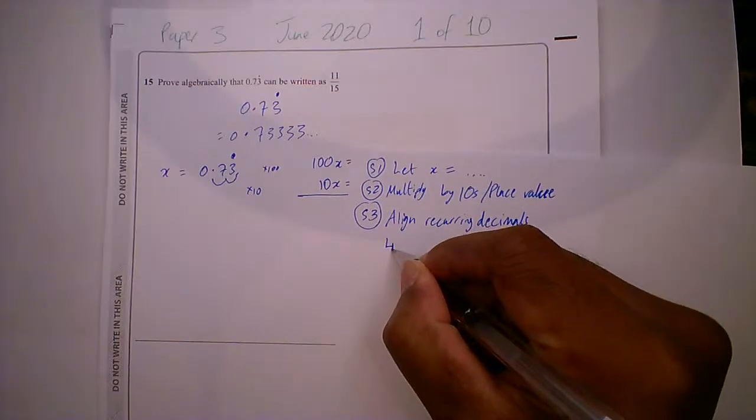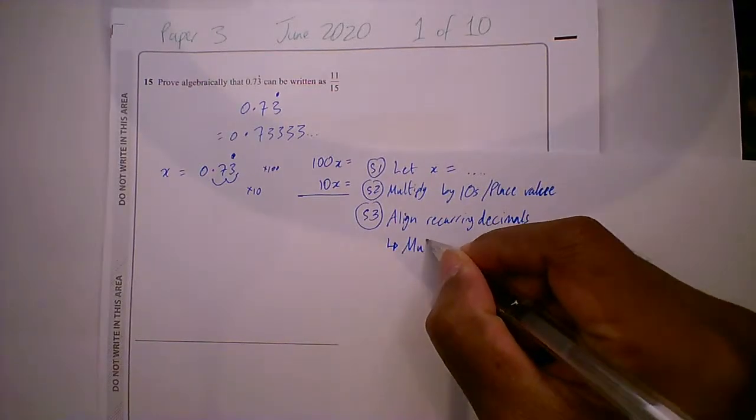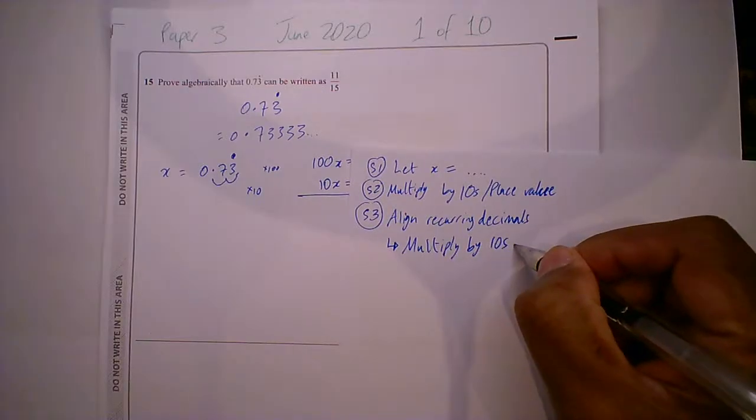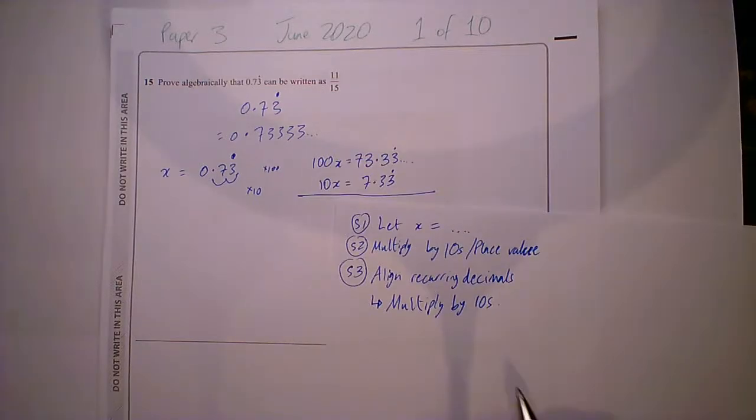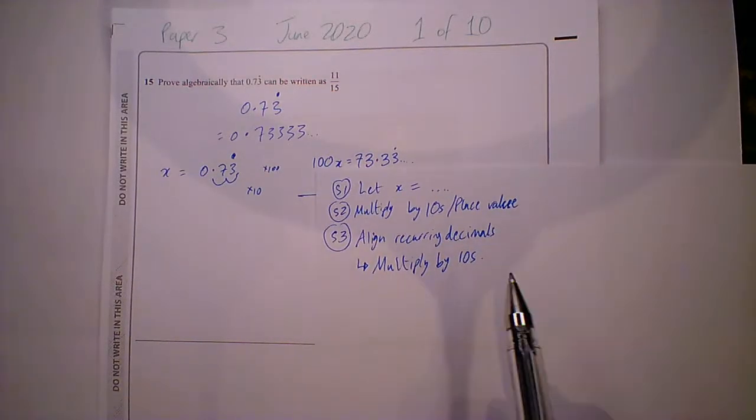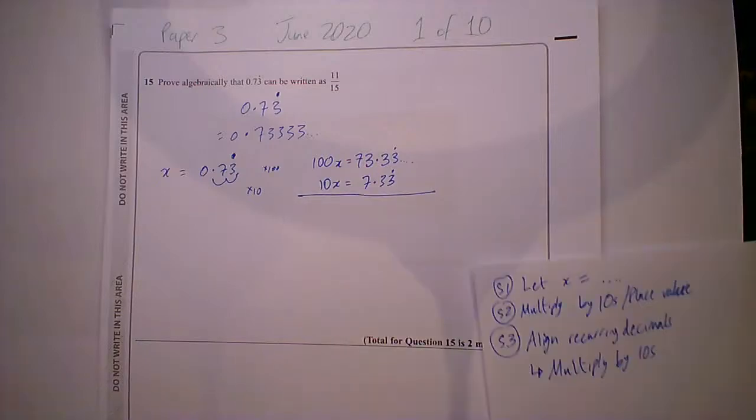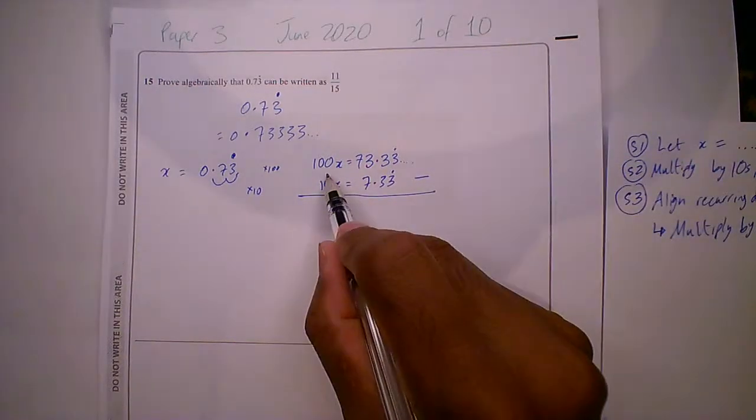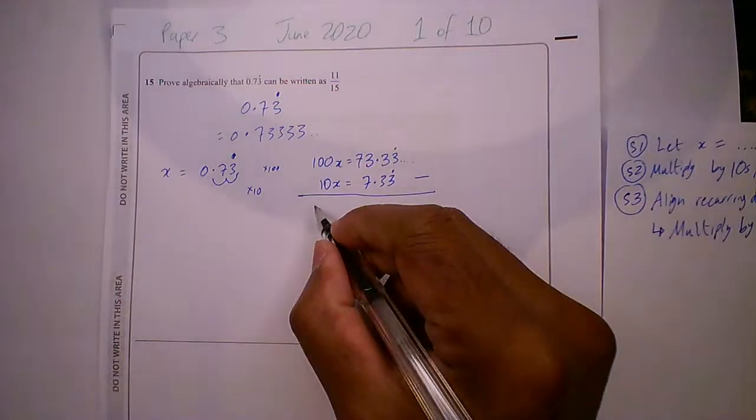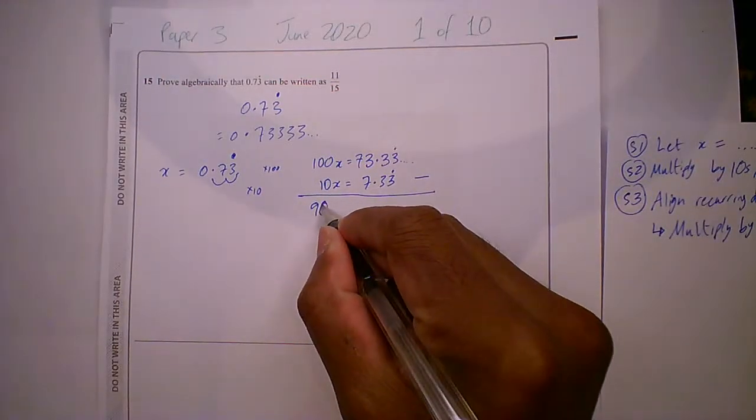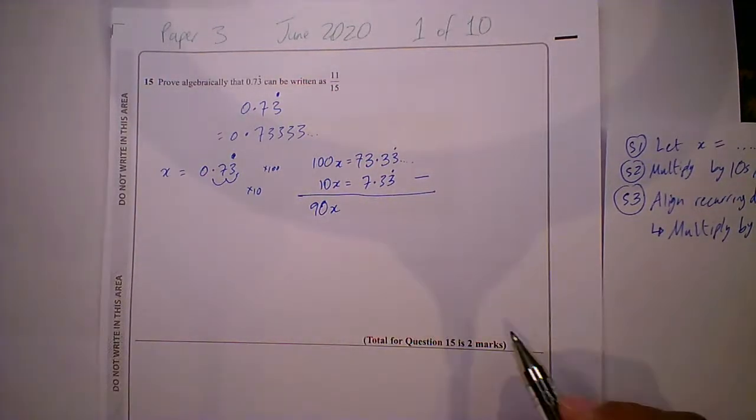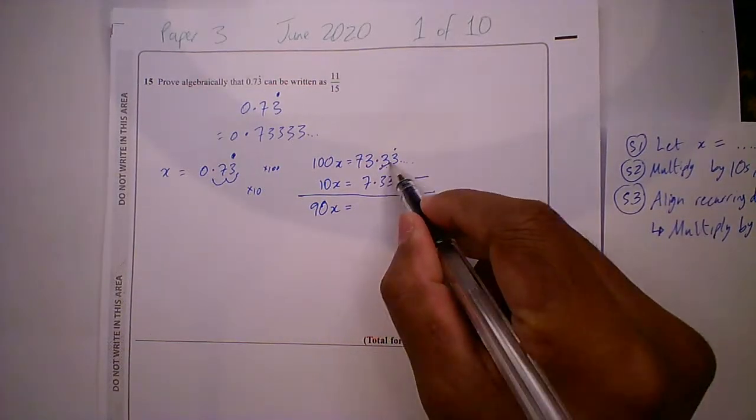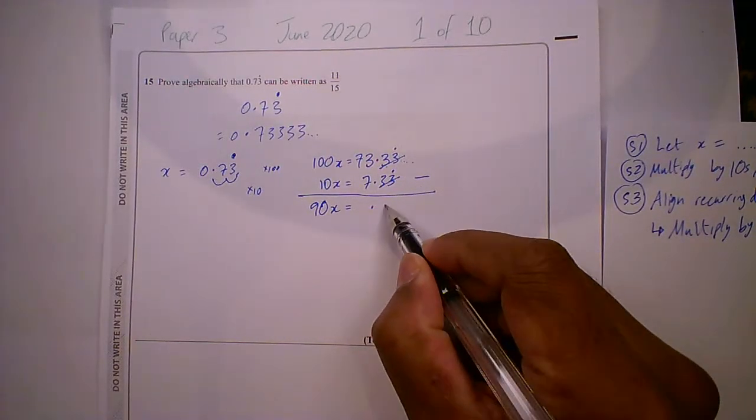So I have to multiply again by tens. Okay, so for the first one, it was 100x, so it was 2 place values. On this occasion, it's 1 place value. And now I subtract them. So 100 take away 10 is 90. Say it in your mind, just so that you could play it. And now you can see that the decimal points cancel out. So I'm left with a 0.